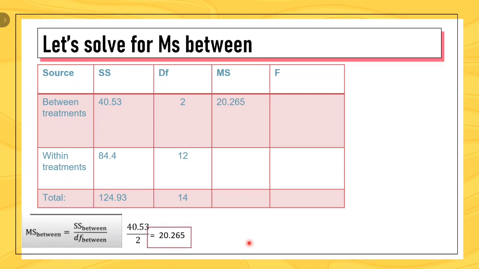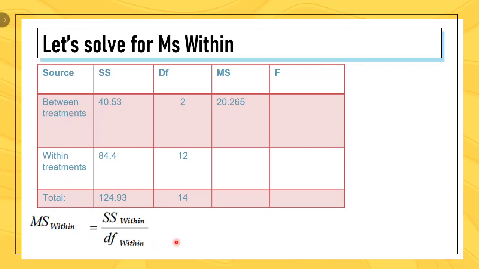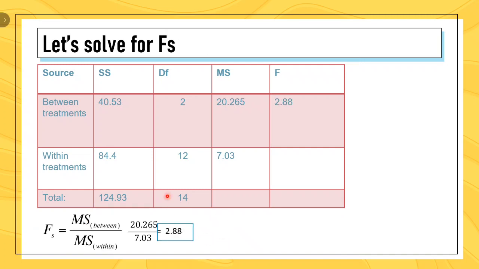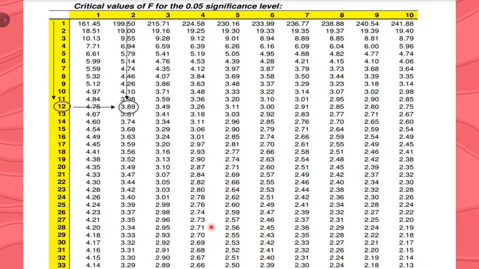Now, we will solve for the MS between. Just follow the formula and we will get 20.265. And for our MS within, we will get the 7.03 with the use of our formula. For F, we will use the formula MS between divided by MS within. So we got 2.88. So after completing the table, we will now look for the F table with the use of DF between and DF within.